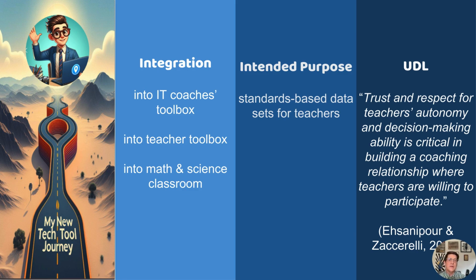In reference to universal design for learning, that was implemented and that followed the process because we treated the teachers with total trust, gave them total respect, and then they had full autonomy in making decisions. And you can see the quote that I listed there that said, "Trust and respect for teachers' autonomy and decision-making ability is critical in building a coaching relationship where teachers are willing to participate." We had to achieve those things. I had to convince some teachers to participate, and giving them autonomy in that decision making was certainly beneficial in that. And that's from the article Exploring Coaching for Powerful Tech Use in Education.